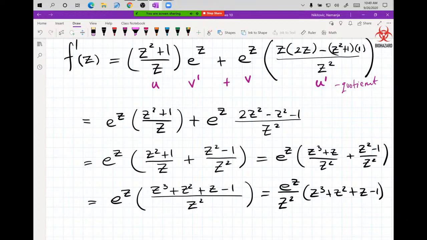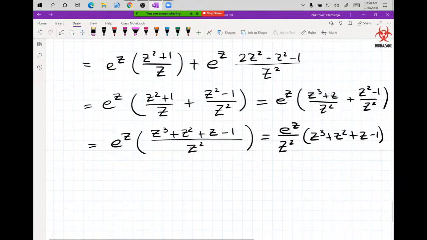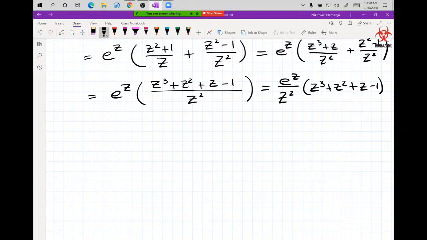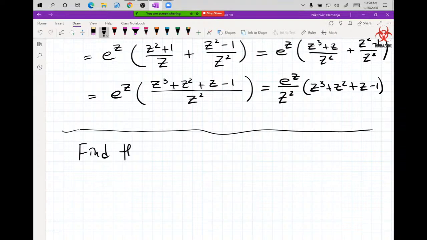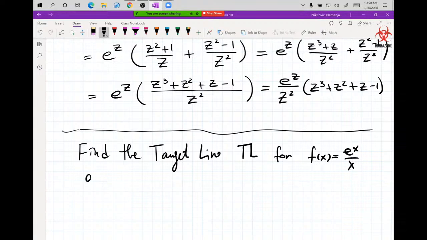So that's what problems look like. And one thing that I neglected in a previous lecture, and I shouldn't have, is to ask you to find the tangent line. That's a TL. Number 4. And you have your f of x equals e to the x over x at x equals 1.